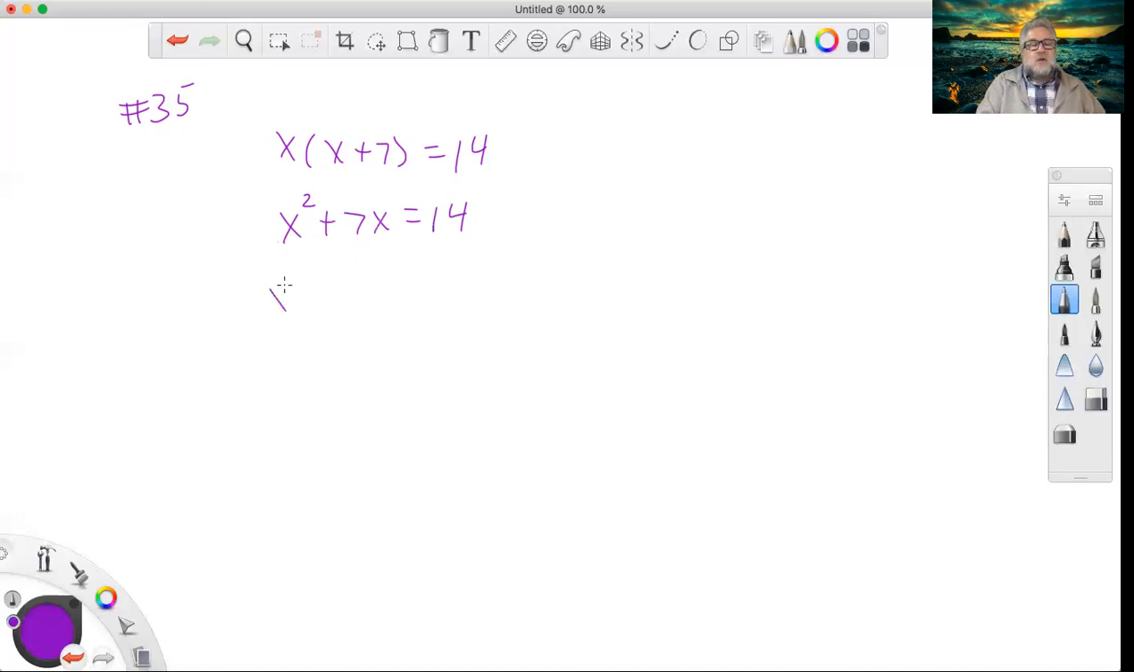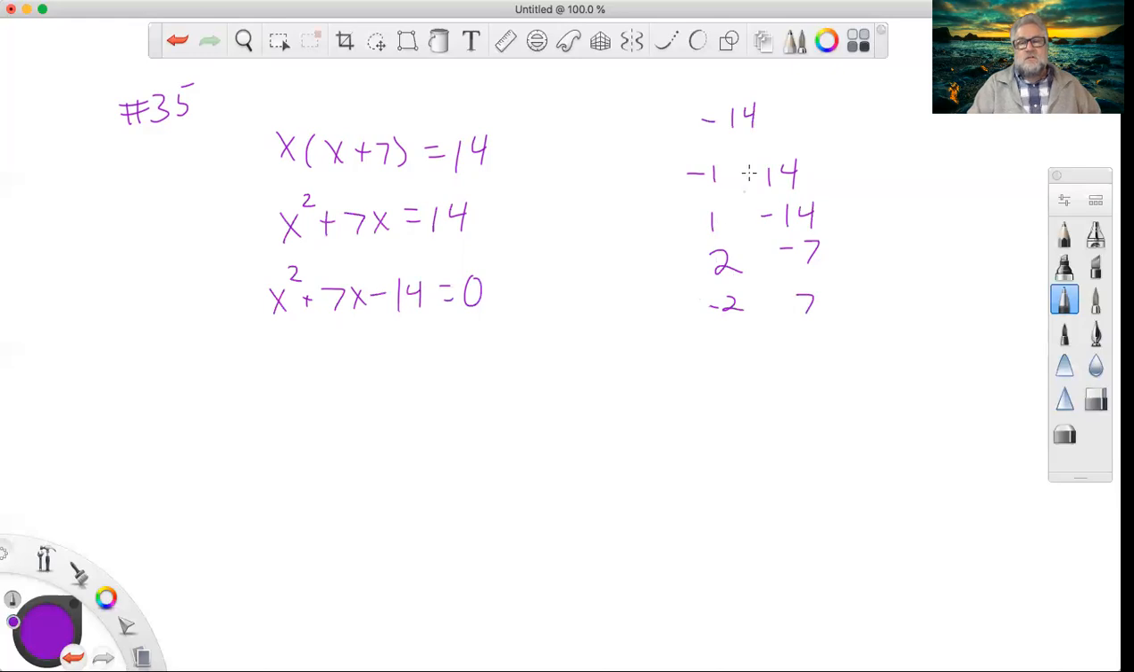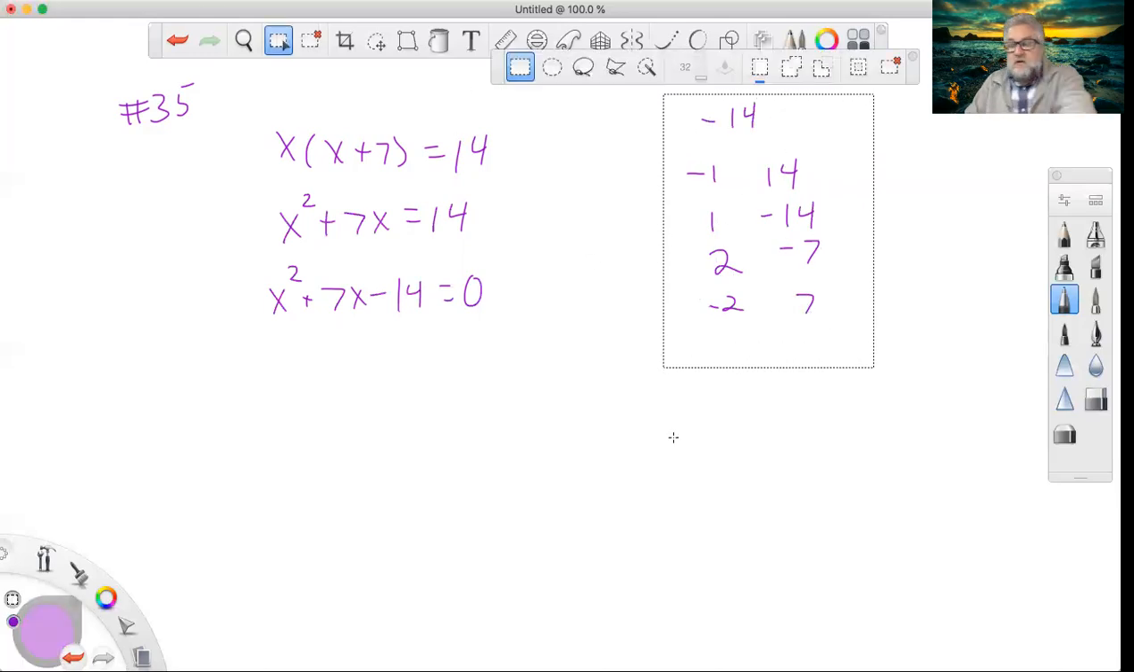So let's see if we can factor this. I bet we can't, especially since I know the answer. So 14 minus 14, it'd be minus 1, 14, 1, minus 14, 2, negative 7, minus 2, 7. Well, those aren't going to add up to 7, so that's not going to work. So we need to try something else.